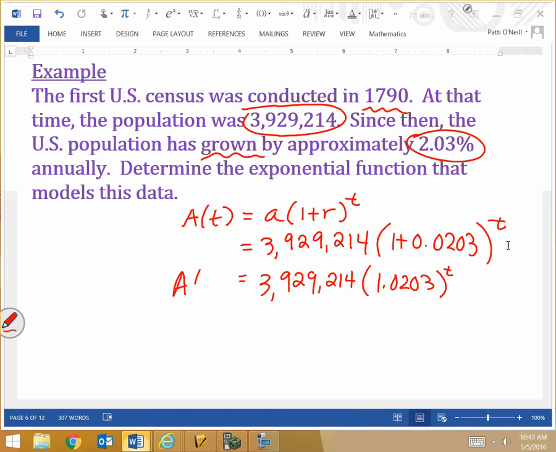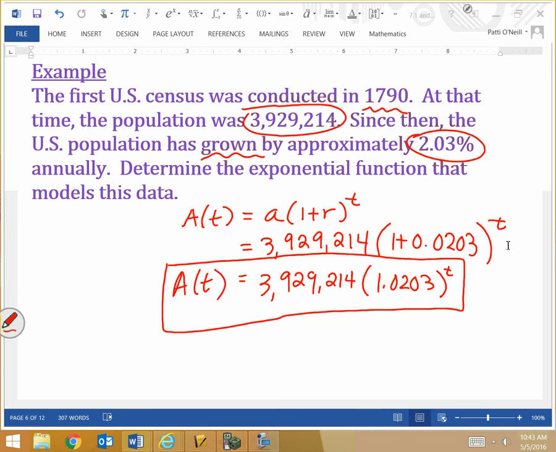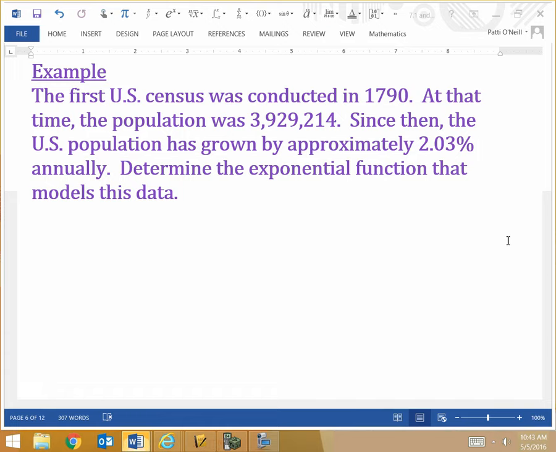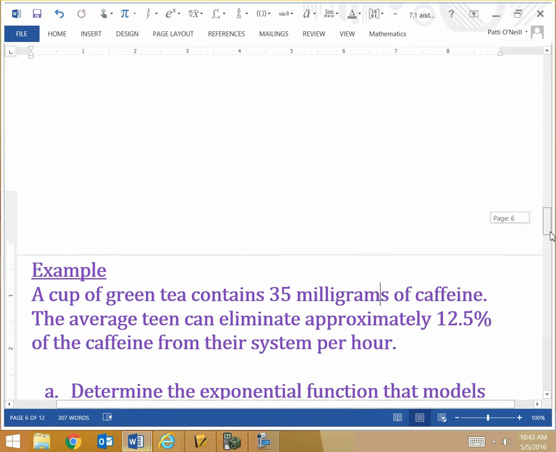This formula, which we're calling A of t, is the formula that would model the data given to us about the U.S. Census that's been conducted since 1790 with a constant growth rate of 2.03%, knowing that the initial population was 3,929,214. So you should be able to develop a formula that will model exponential growth or decay for any type of data set that's given to you. We can, again, talk a little bit more if you have confusion about where any of the values are coming from when I see you in class next. I'll model one that shows us decay next.